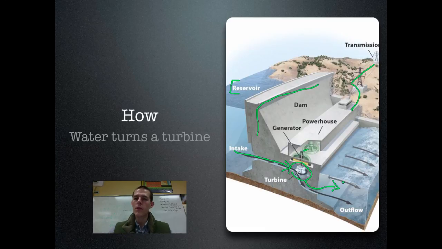There are three forms of hydroelectric power generation. I'll talk about each one, but know that they all use this basic principle of water turning the turbine, which turns the generator, which creates electricity.